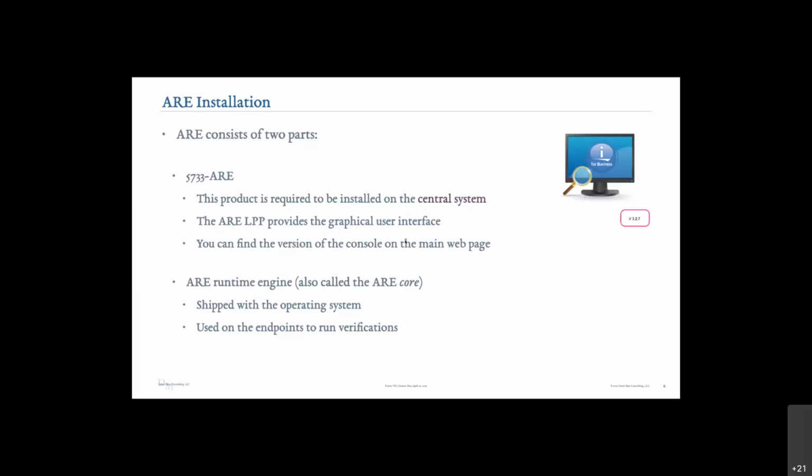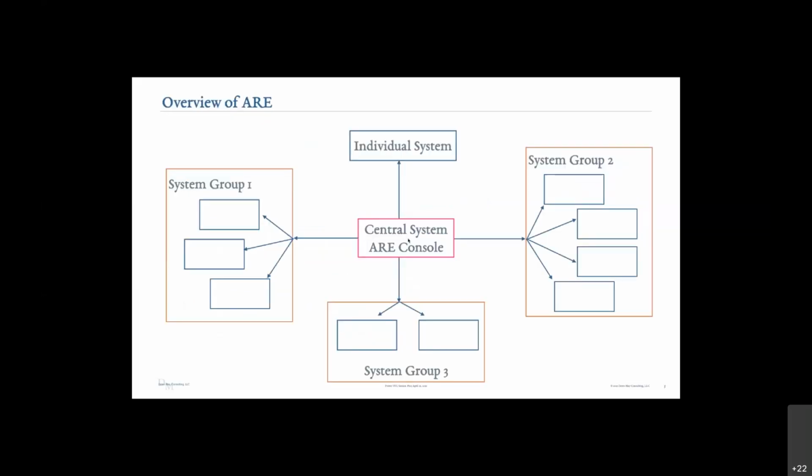And so you need this product where you want to use that graphical interface. Okay, so if we go back to this prior slide I had, this box in pink, the ARE Central System, this is where you would install 5733 ARE. It does not need to be installed on these endpoints that you're going to verify. Now, if you wanted to use the console on one of these endpoints, then yes, you would need to install the product.